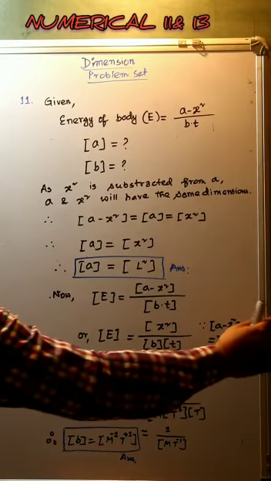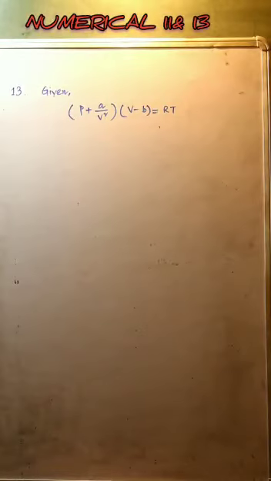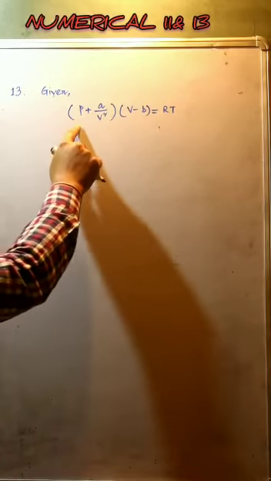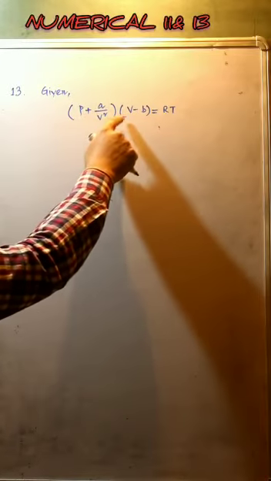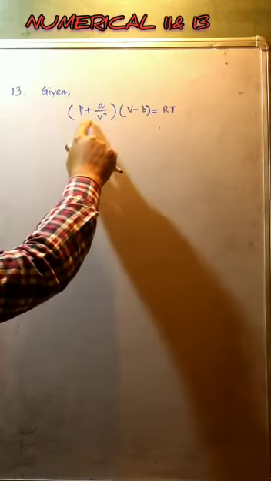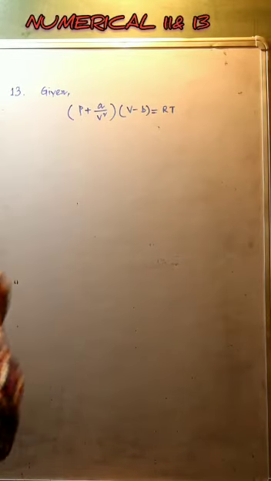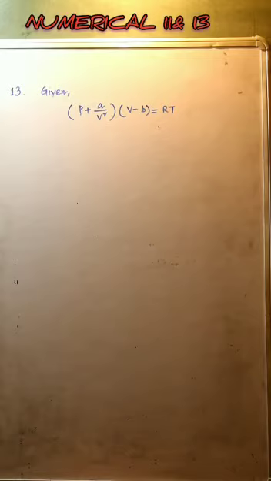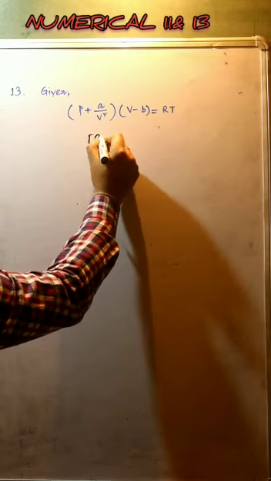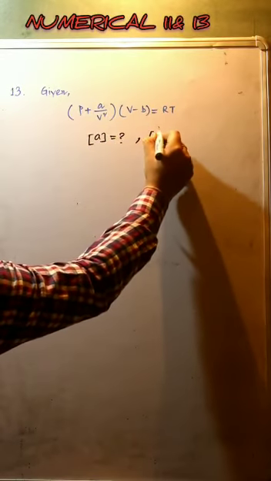Now we can move to the next problem, which is numerical number 13. Here the van der Waals gas equation is given: (P plus A by V square) into (V minus B) equal to RT. Here P is the pressure, V is the volume, T is the absolute temperature, and R is the universal gas constant. According to the problem set, we have to find the dimension of A and B.